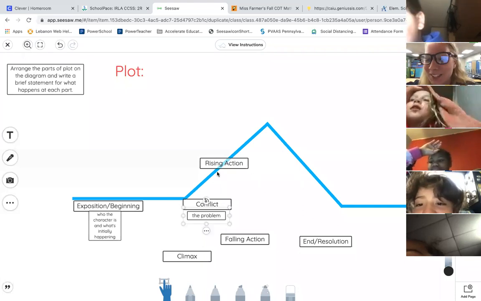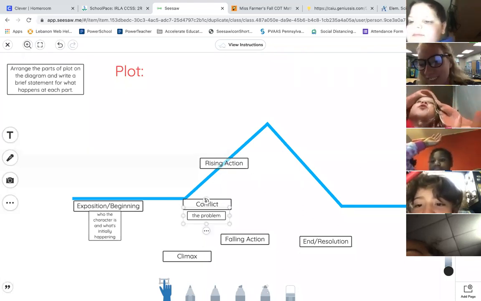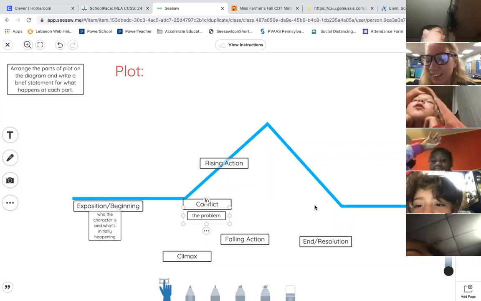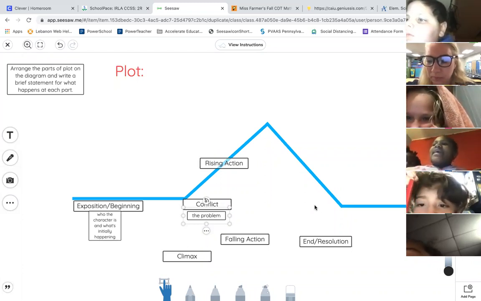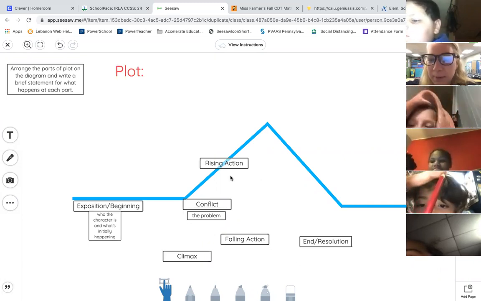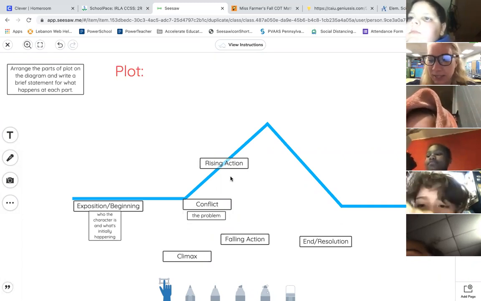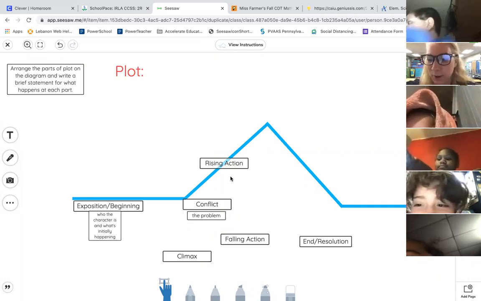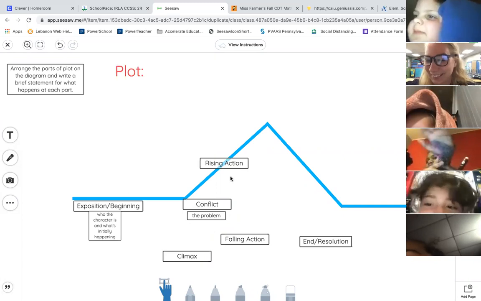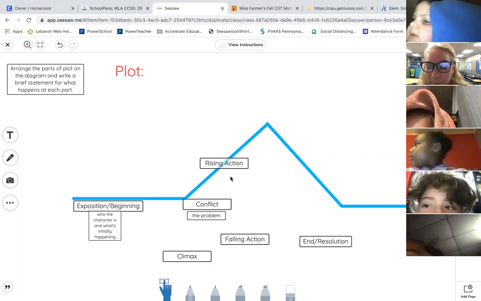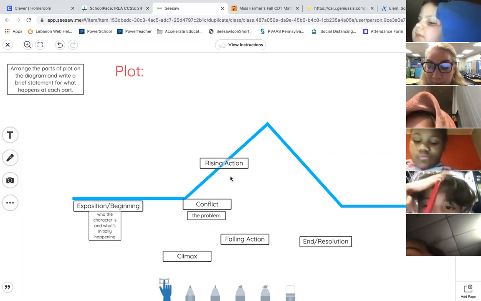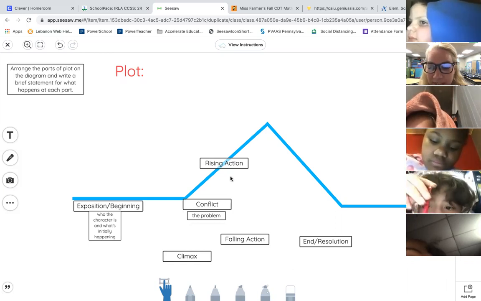Okay. What is the rising action? You can tell me a sentence about the rising action. Go ahead, Zahana. Okay. What's happening in the rising action? Who can tell me? Besides Dawson. You're on lockdown, dude. You're too smart. Go ahead. Unmute yourself and talk. The rising action, what's happening?